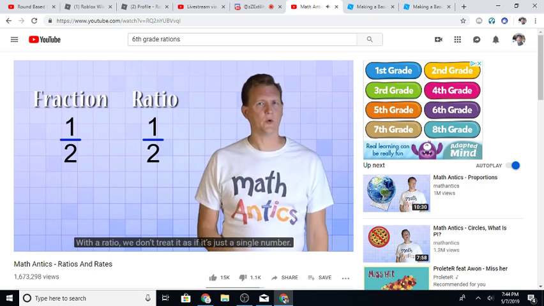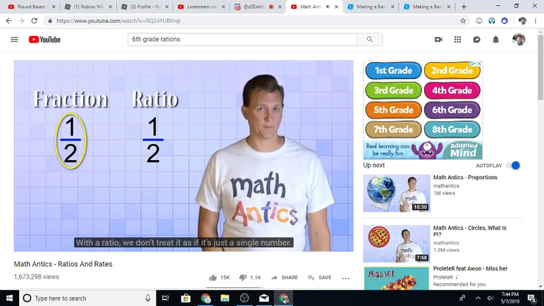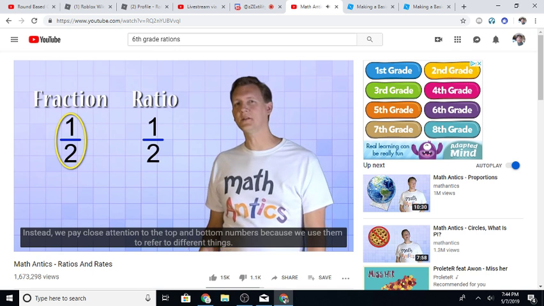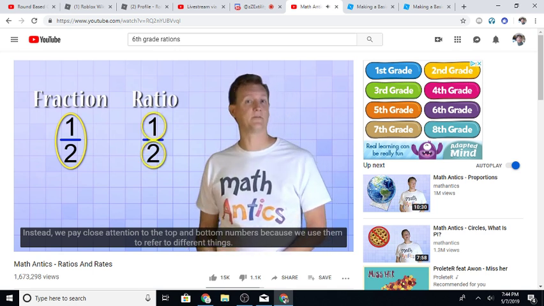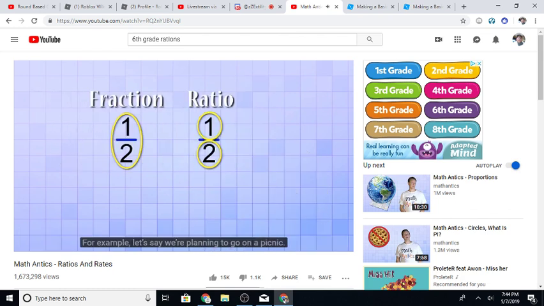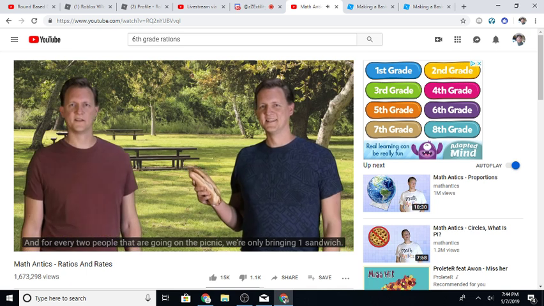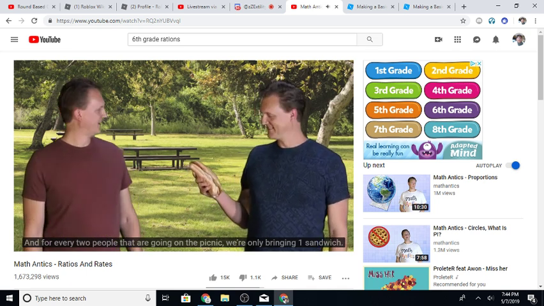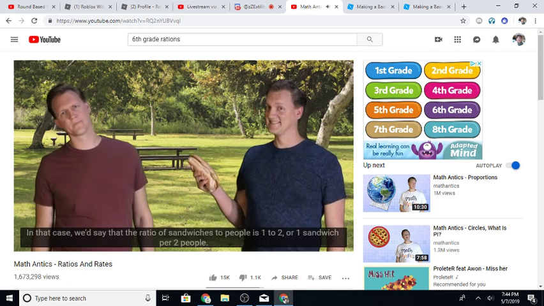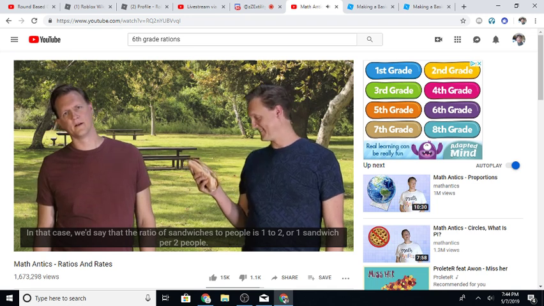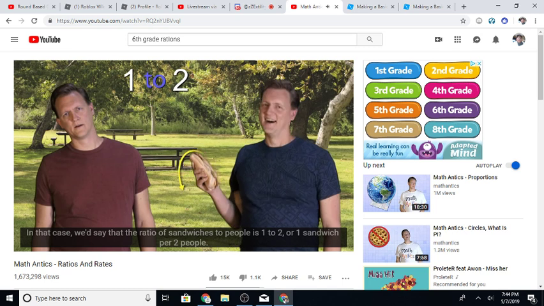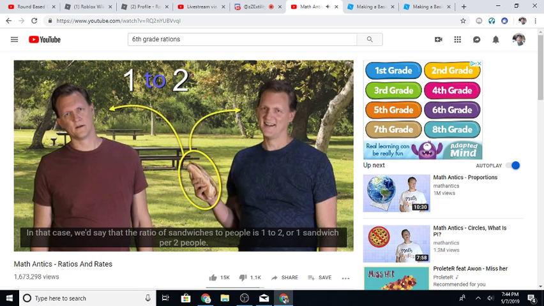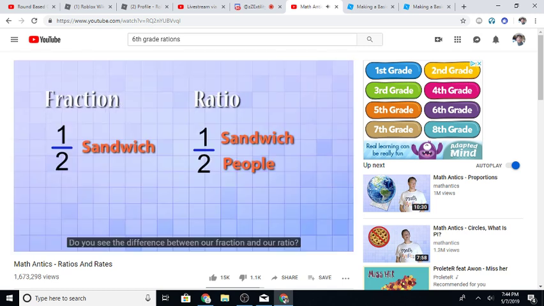Now let's see how we can use the ratio 1 over 2. With a ratio, we don't treat it as if it's just a single number. Instead, we pay close attention to the top and bottom numbers because we use them to refer to different things. For example, let's say we're planning to go on a picnic, and for every 2 people that are going on the picnic, we're only bringing 1 sandwich. In that case, we'd say that the ratio of sandwiches to people is 1 to 2, or 1 sandwich per 2 people. Do you see the difference between our fraction and our ratio?